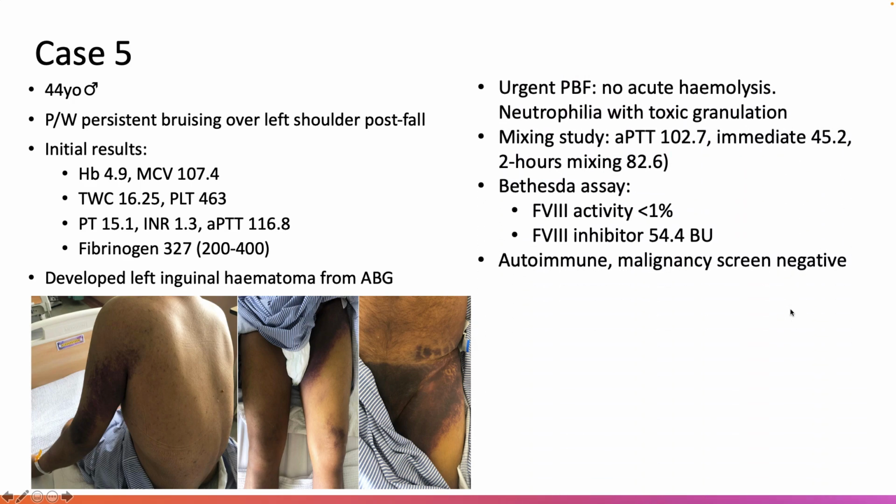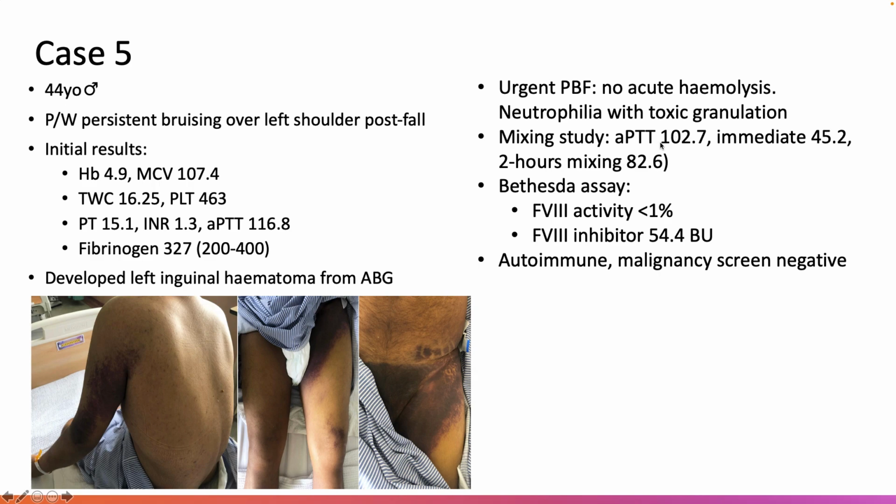Because this patient has very severe anemia, a peripheral blood film is definitely warranted to exclude any form of hemolysis, but generally it only suggests reactive changes. Because of the isolated prolonged APTT, the next step, as we discussed earlier, is to proceed with the mixing study.